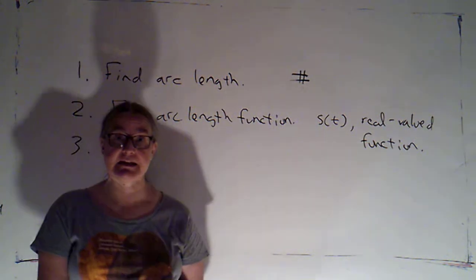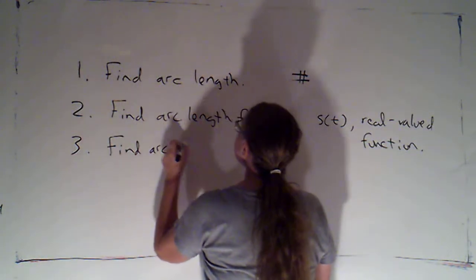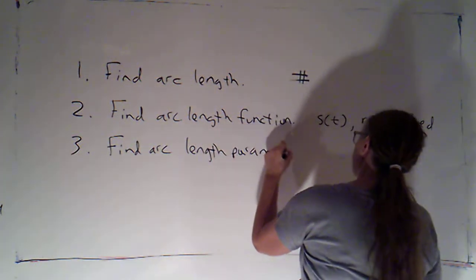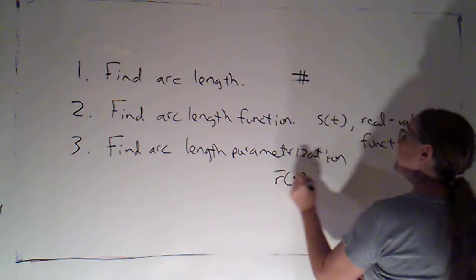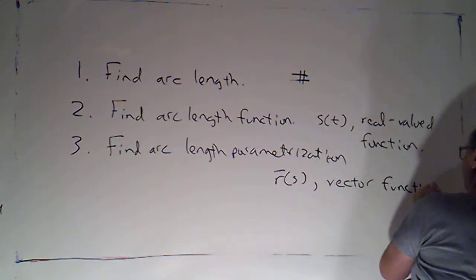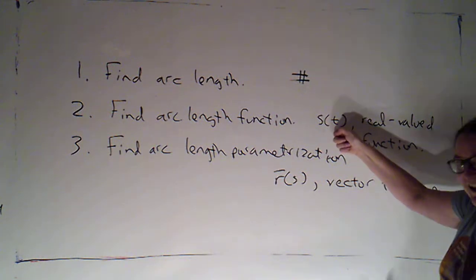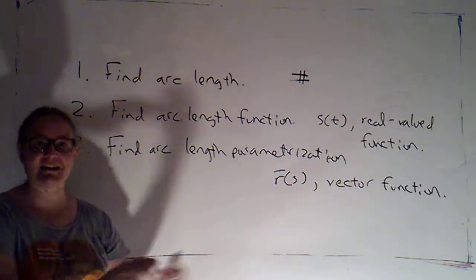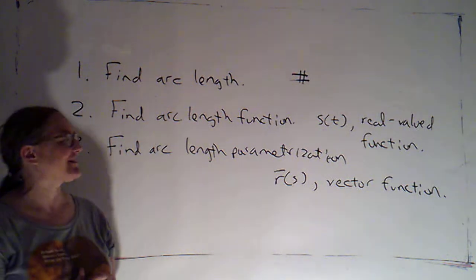And I could ask you to find the arc length parametrization. That would be r of s, a vector function. Okay. That's where you find the arc length function. It's one-to-one. You solve for t in terms of s, and you plug that into your original parametric curve, if necessary, solving for restrictions on s.